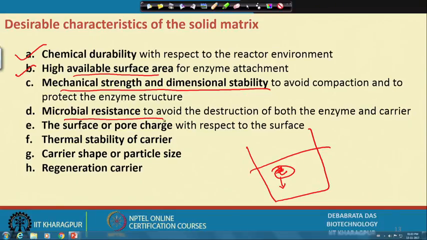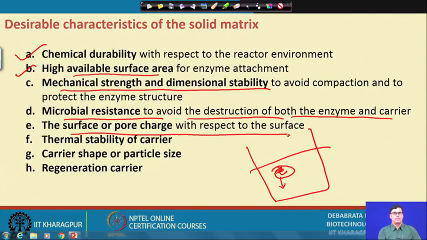Then microbial resistance, obviously to avoid the destruction of both the enzyme and carrier, and surface and pore charge. The pore charge should preferably be opposite to the substrate, so that more enzyme substrate interaction takes place. Then thermostability. Particularly we talk about the alpha amylase enzyme that usually acts at high temperatures, as high as 60 degrees centigrade. So if we select any kind of solid matrix for alpha amylase enzyme, it has to withstand that high temperature. The carrier shape and particle size also play a very important role.